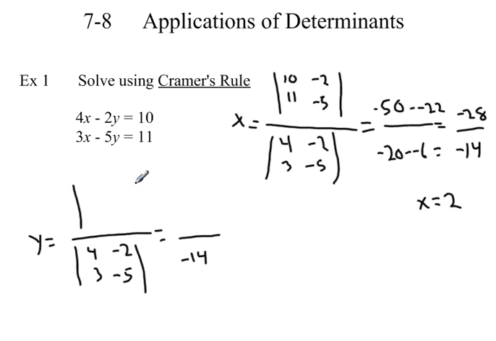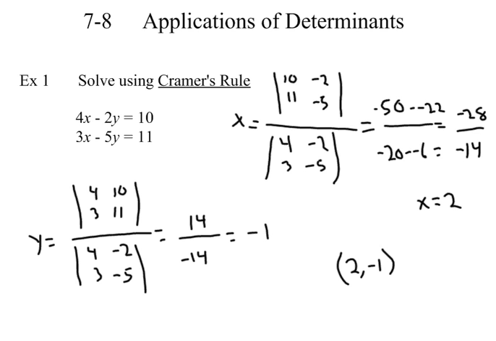On top, it's going to be a determinant. However, we're going to put the solutions in place of the y coefficients because we're solving for y. So 10 and 11 are going to go in this spot, 4 and 3 in this first spot. So this determinant will be 44 minus 30. And we find that y equals -1. So our solution is the point 2, -1. So we have yet another method we can use to solve a system of equations. This will work no matter how complex the system. It's called Cramer's rule.